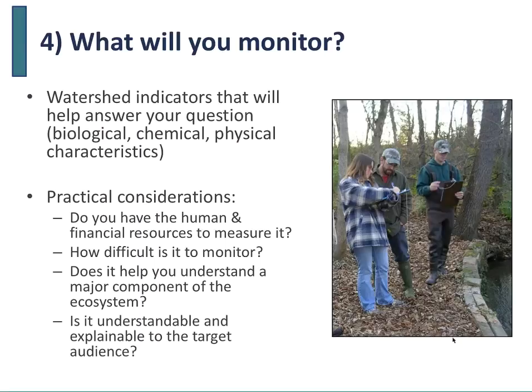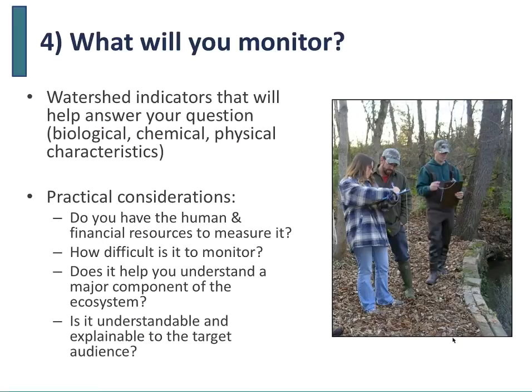So in Pennsylvania, with the watershed associations that I work with, their average budget is about $2,000 to $3,000 because these are entities who are 100% volunteer. And so it's really important that we think through the human and financial resources that are coming into the volunteer monitoring program. Another practical consideration is how difficult is it to monitor a particular indicator? Does it help you understand a major component of the ecosystem? And these are conversations that the service provider helps facilitate when you're looking at what will you monitor.